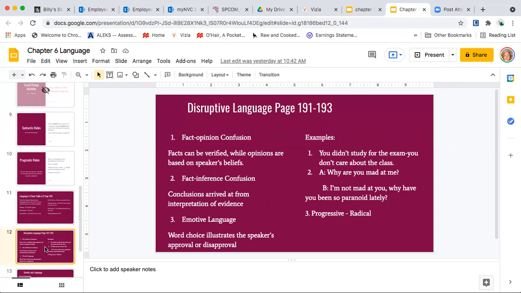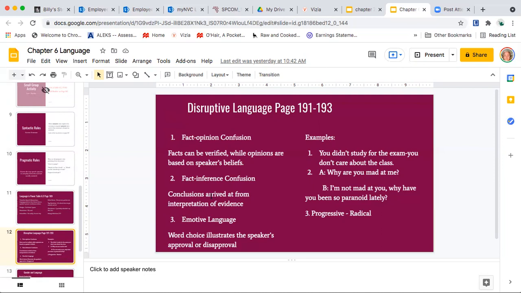There's also disruptive language, okay? It's on pages 191, 193, but let's just start with the first one, fact, opinion, confusion, and I'll give you examples after I go through these. Facts can be verified while opinions are based on the speaker's beliefs. Okay, so we have encountered so much of that in the last several years, fact, opinion, confusion. I mean, it has just been very abundant.